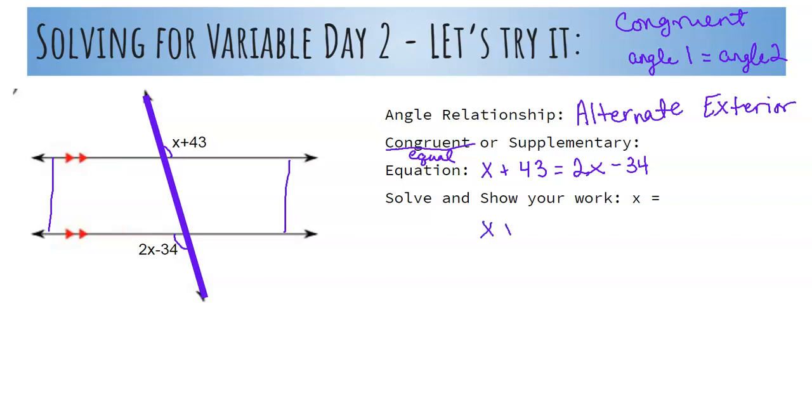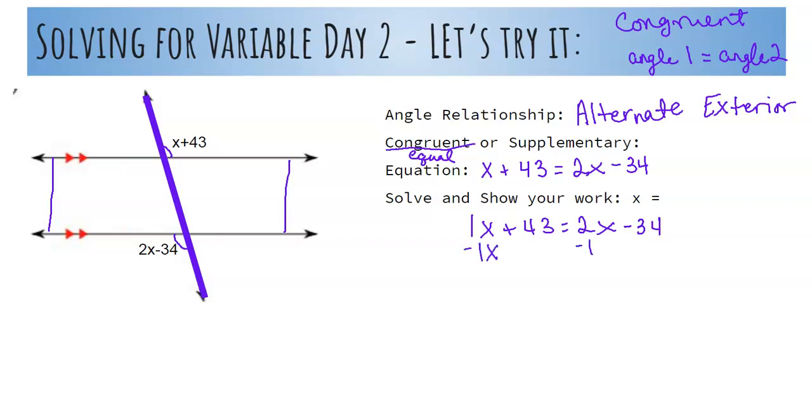Now we're going to use our equation skills to solve this. You may notice there is an x on the left side of the equal sign and an x on the right side of the equal sign. We need to get those on the same side before we do anything else. So I'm going to move the one with the smaller coefficient. This one has an imaginary 1 in front of it, this one has a 2 in front of it. 1 is smaller than 2, so I'm going to move this one.